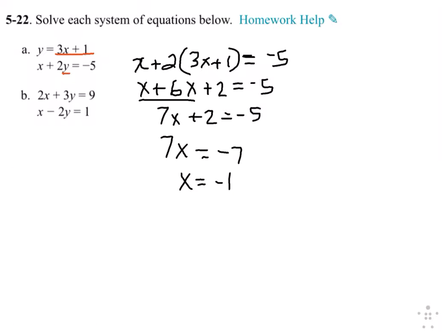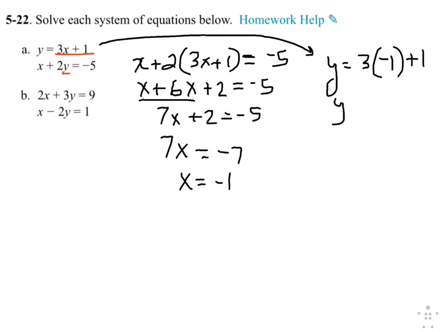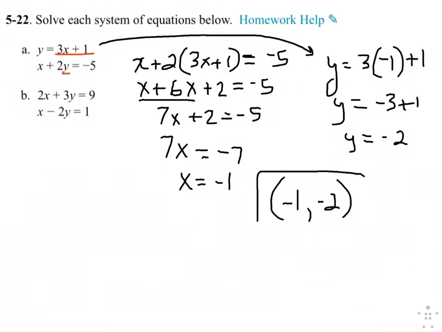And then we'll use this top equation, right? So we get y equals 3 times x, which is negative 1, plus 1. Y equals negative 3 plus 1. Y equals negative 2. So the answer is negative 1, negative 2, written as an ordered pair.